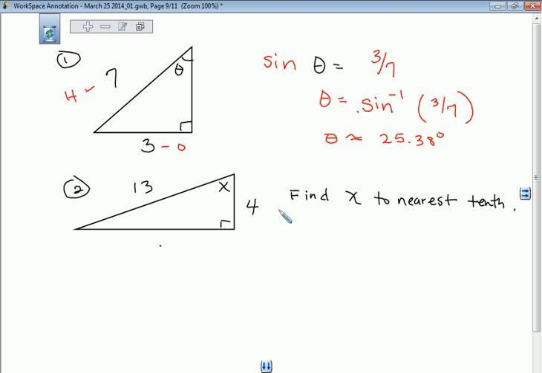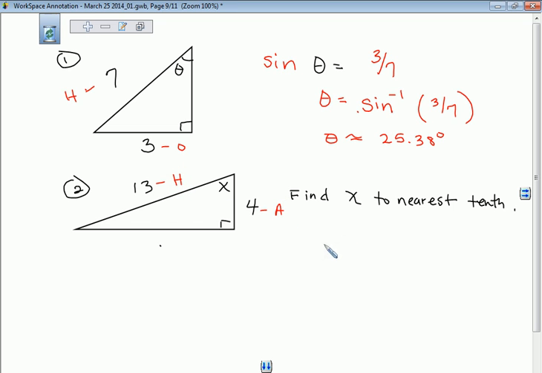Let's look at number 2. Now that we know how to make our calculator do it, and our phone, let's see if we can actually do a problem. This time I called it x instead of theta. This is the angle we're looking for. So 4 is which side? Adjacent. And 13 is the hypotenuse.